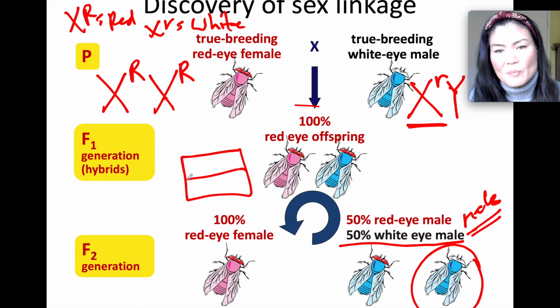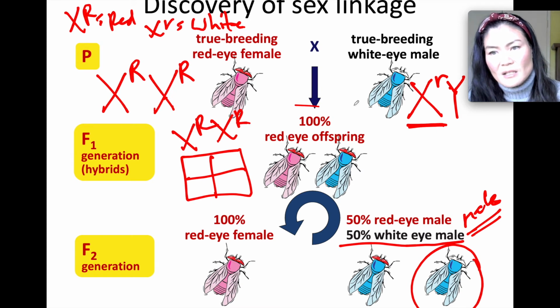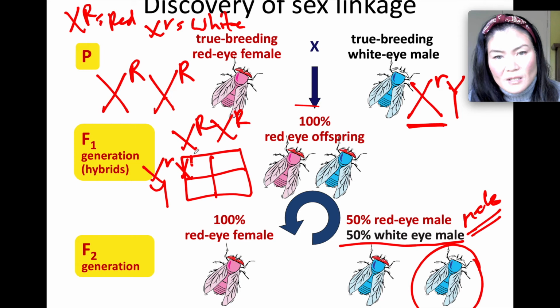So let's go ahead and do the Punnett square. So the mom, X big R, X big R. The dad, X little r, Y. Ooh, this is going to get super duper messy because the Punnett square is very small.